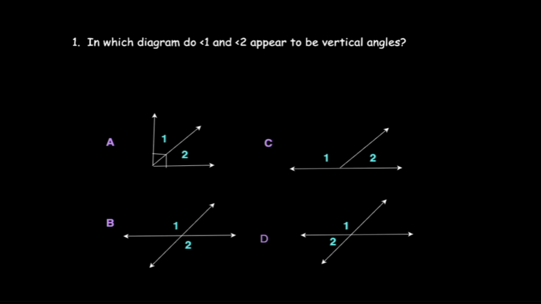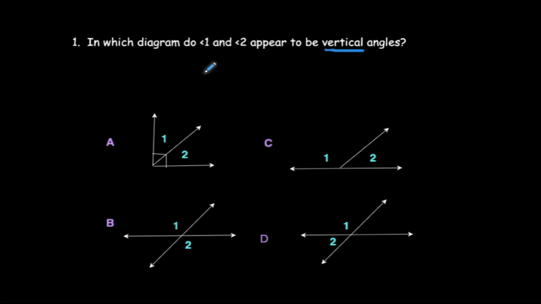Number 1. In which diagram do angle 1 and angle 2 appear to be vertical angles? If you take a look here, we have this keyword vertical. Remember, vertical angles are those angles that are directly opposite each other. They are congruent, meaning that they share the same measure. Knowing that information, which one of these answer choices matches that description?